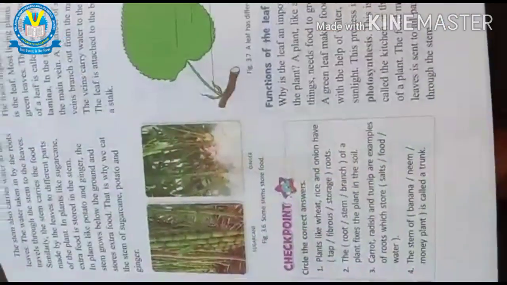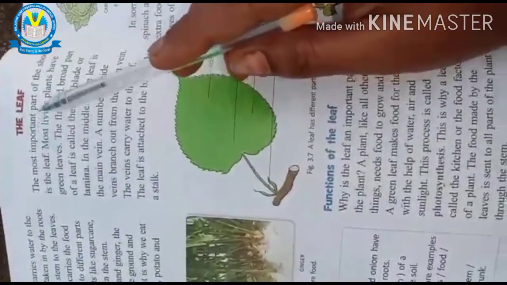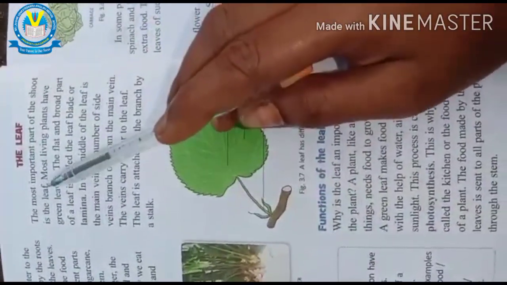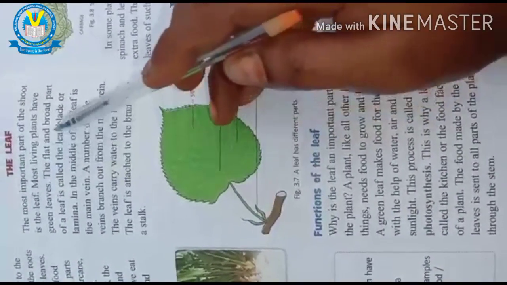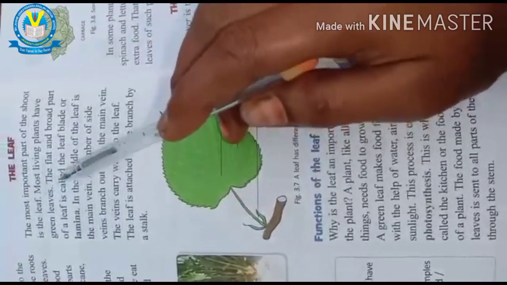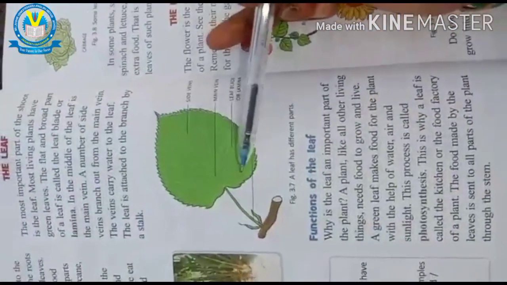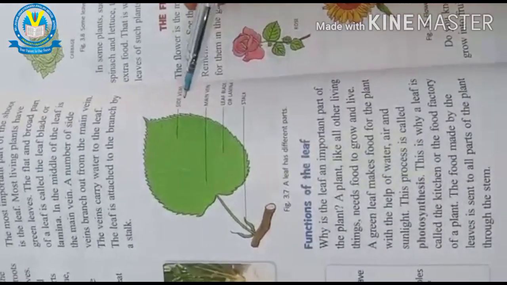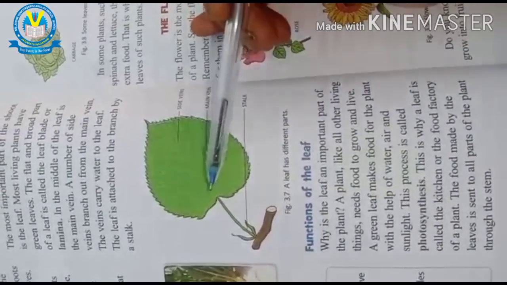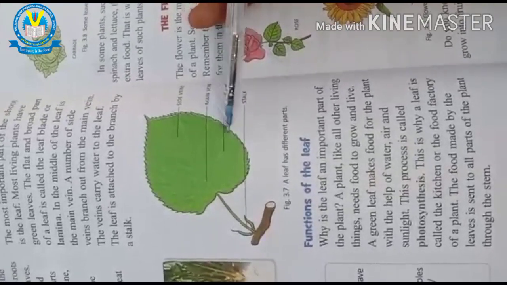Okay, children, and next, the leaf. The most important part of the shoot is the leaf. Most living plants have green leaves. The flat and broad part of a leaf is called the leaf blade or lamina. So this part of a leaf is called the lamina. Here we can see side veins, the main vein, and also the leaf blade, or lamina.